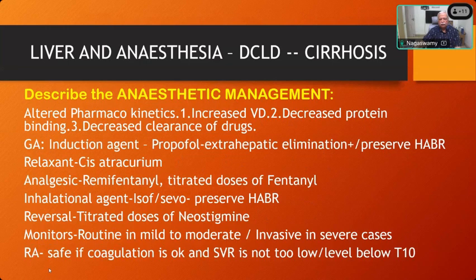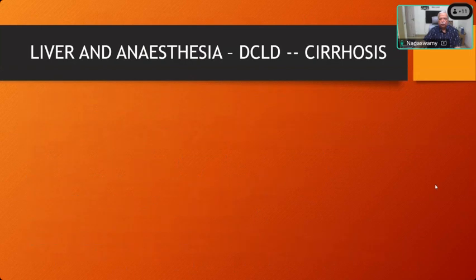Regional anesthesia: if coagulation is okay, SVR is not too low, and the level of block required is below T10, in these cases you can go for central neuraxial blockade. But three conditions you have to fulfill: coagulation should be normal, the patient's diastolic blood pressure should not be too low, and the level of block required should be below T10.